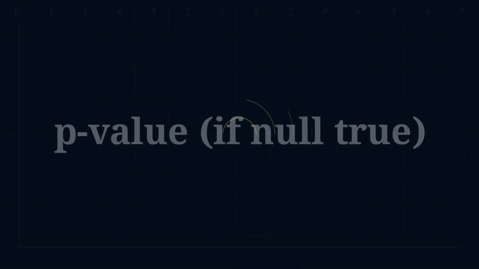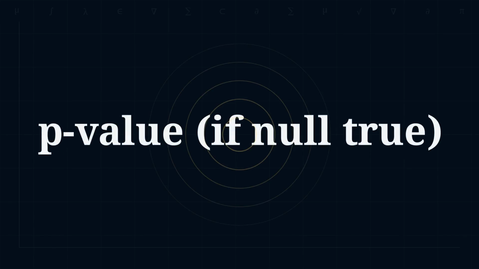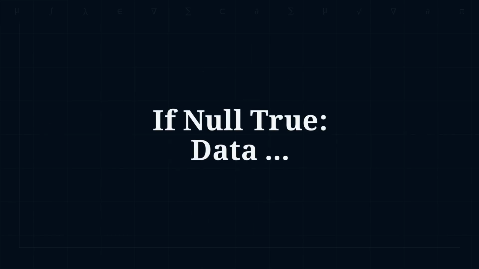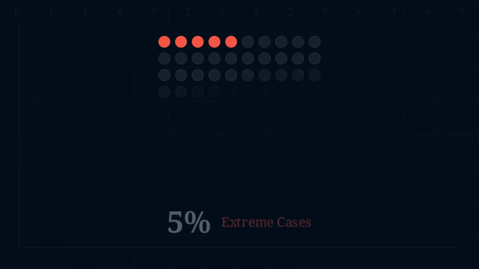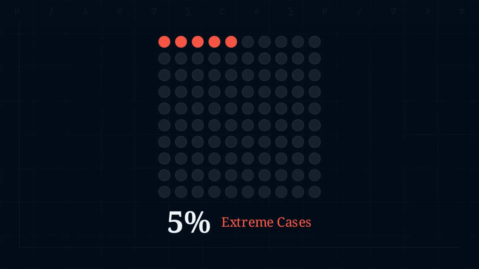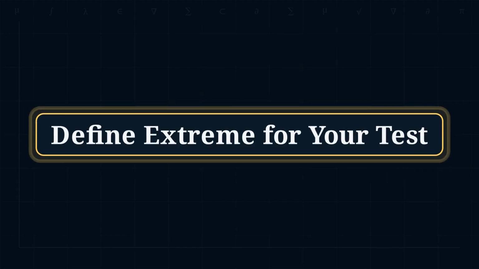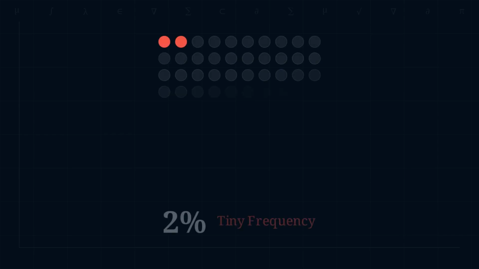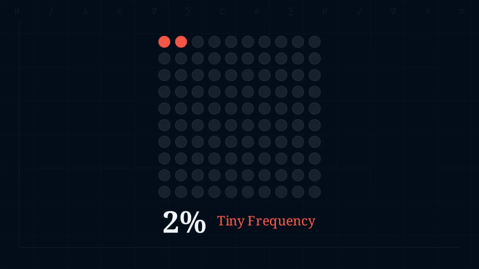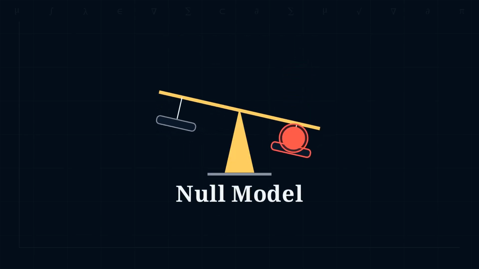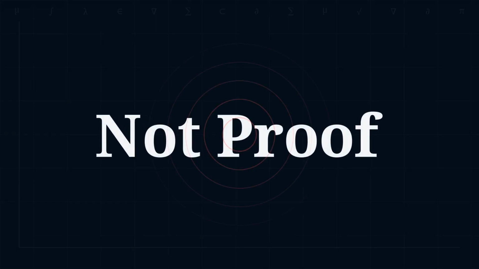Here's the correction that stops that slide. Always read a p-value aloud with the null condition baked in. Say, if the null were exactly true, data at least this extreme would show up this often, and then name what extreme means for your test. If that frequency is tiny, you have statistical evidence that clashes with the null model. That is evidence against the null, not proof of the alternative, and not a probability the claim is true.